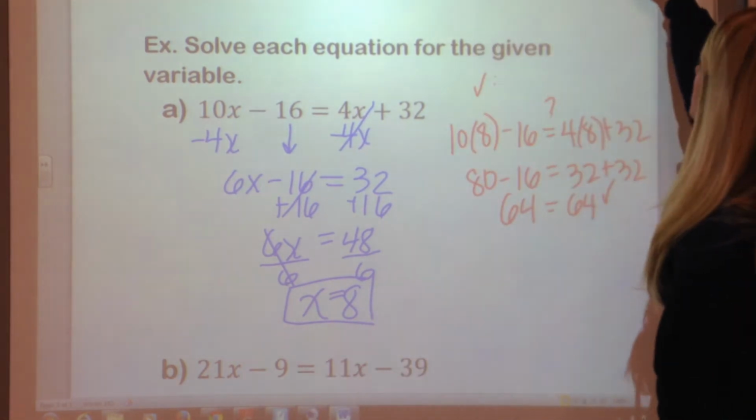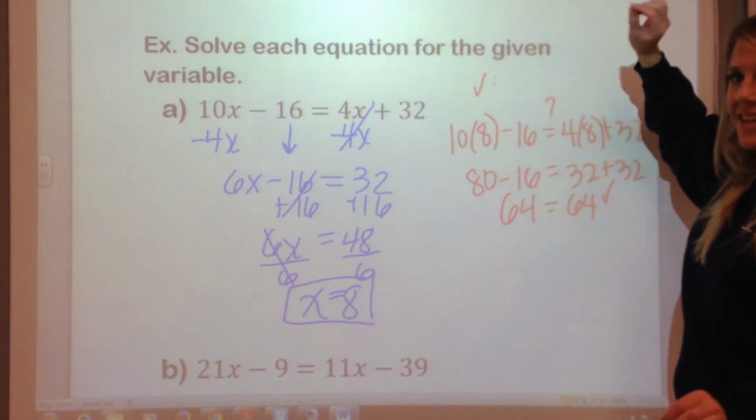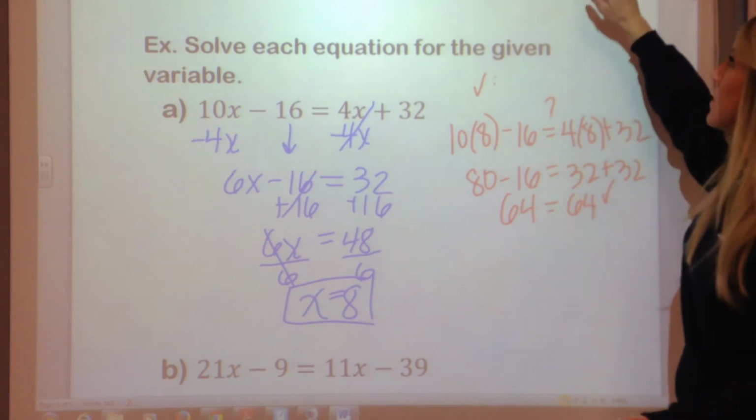The next one, again, continue to stop the video as needed. You need to get these notes copied down with the examples.